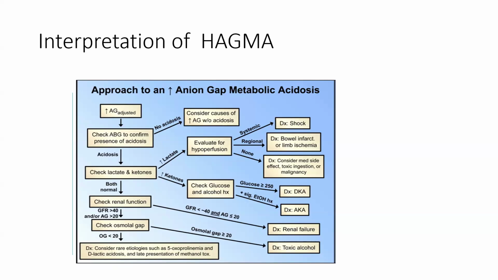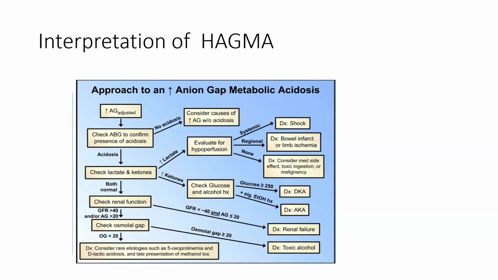The cause of high lactate may be systemic or regional. Systemic causes could be any kind of septic shock or cardiogenic shock, or there could be a regional cause behind it, like bowel mesenteric ischemia or limb ischemia. If it is none of these, then it could be because of medication side effects, toxic ingestion, or malignancy. If the ketones are high, then check the level of glucose. If the glucose level is high, consider a diagnosis like diabetic ketoacidosis.